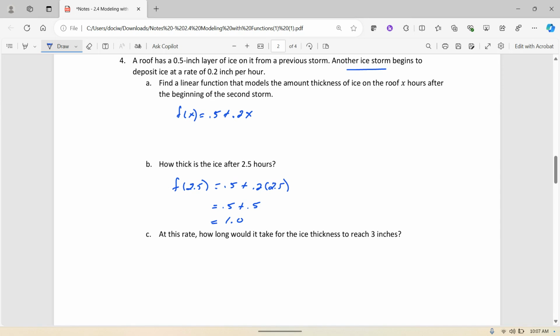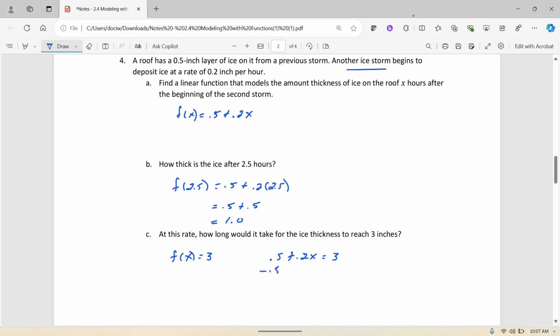Okay. At this rate, how long would it take for the ice to reach 3 inches? You've got to be careful of ice on your roof. Maybe you know engineering, once that ice reaches 3 inches, you're going to have a problem. How long will that take? Well, in that case, I wonder when f of x will equal 3 inches. When will 0.5 plus 0.2x equal 3?